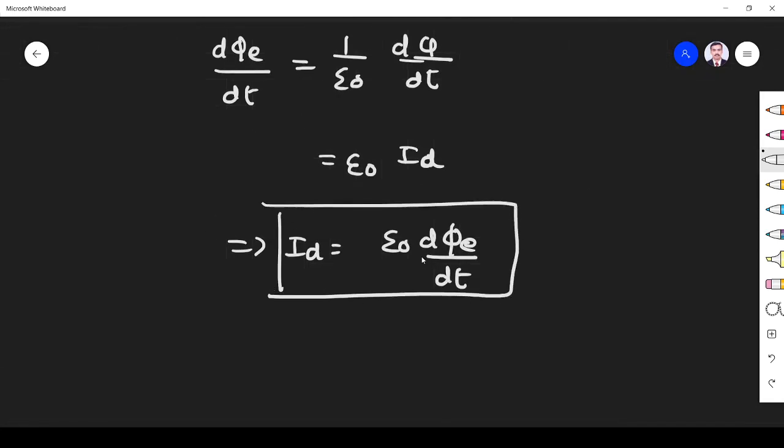Whether a change in electric flux will create current. A change in magnetic flux will create EMF, right? V is equal to d phi by dt. We studied that, right? So similarly, the reverse question: whether a change in electric flux will create current. This current is created by change in electric flux. Flux changes means the electric field will also change. That will create current. That current is known as displacement current.